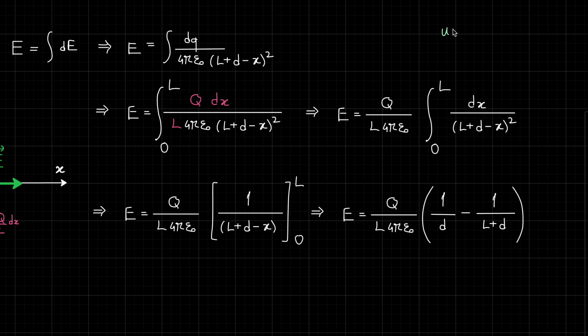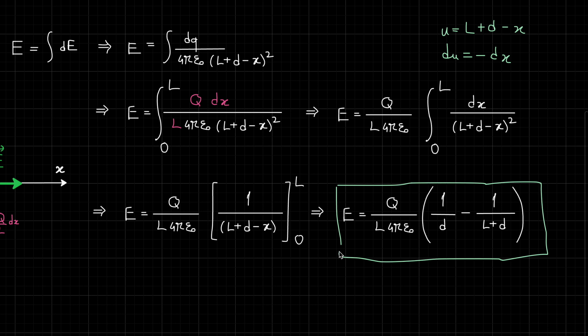So the integral part is fairly straightforward. You can imagine doing a u substitution where u is equal to L plus d minus x. In that case, du will be negative dx. And the final answer is right here. The magnitude of the electric field at point P is equal to capital Q over L times 4 pi epsilon 0, parentheses 1 over d minus 1 over L plus d. Note that our final answer is in terms of all the given constants in the problem.